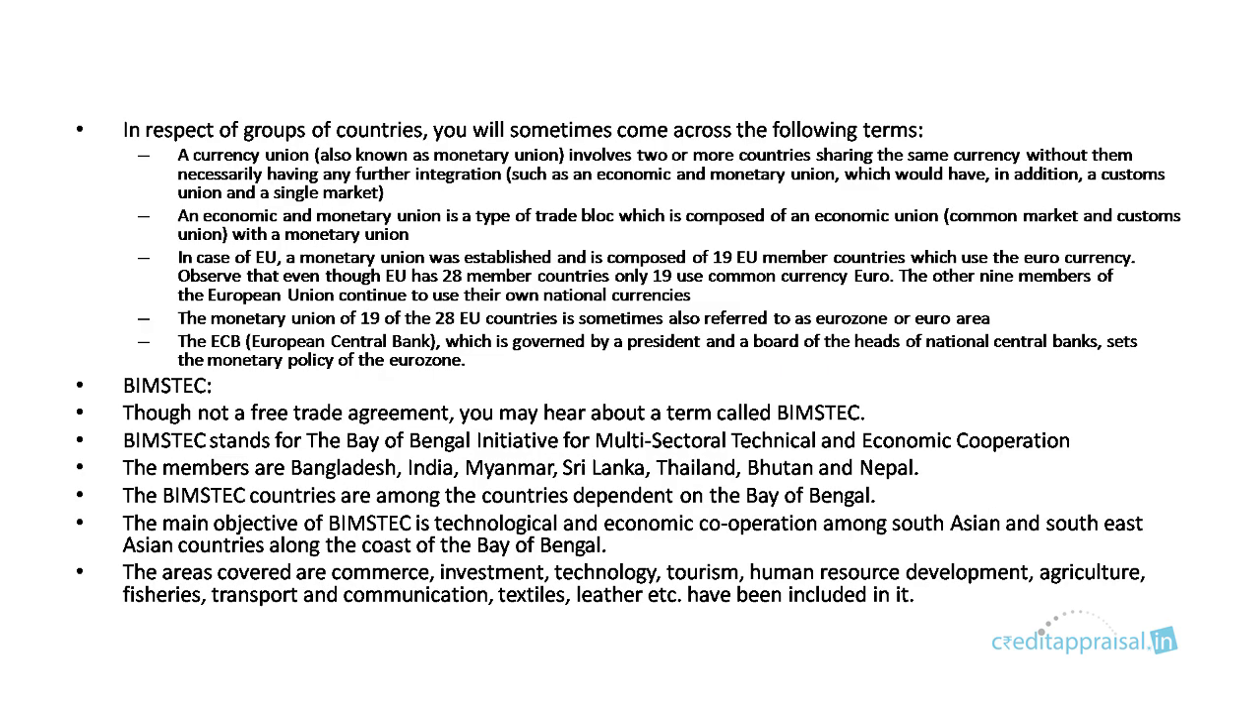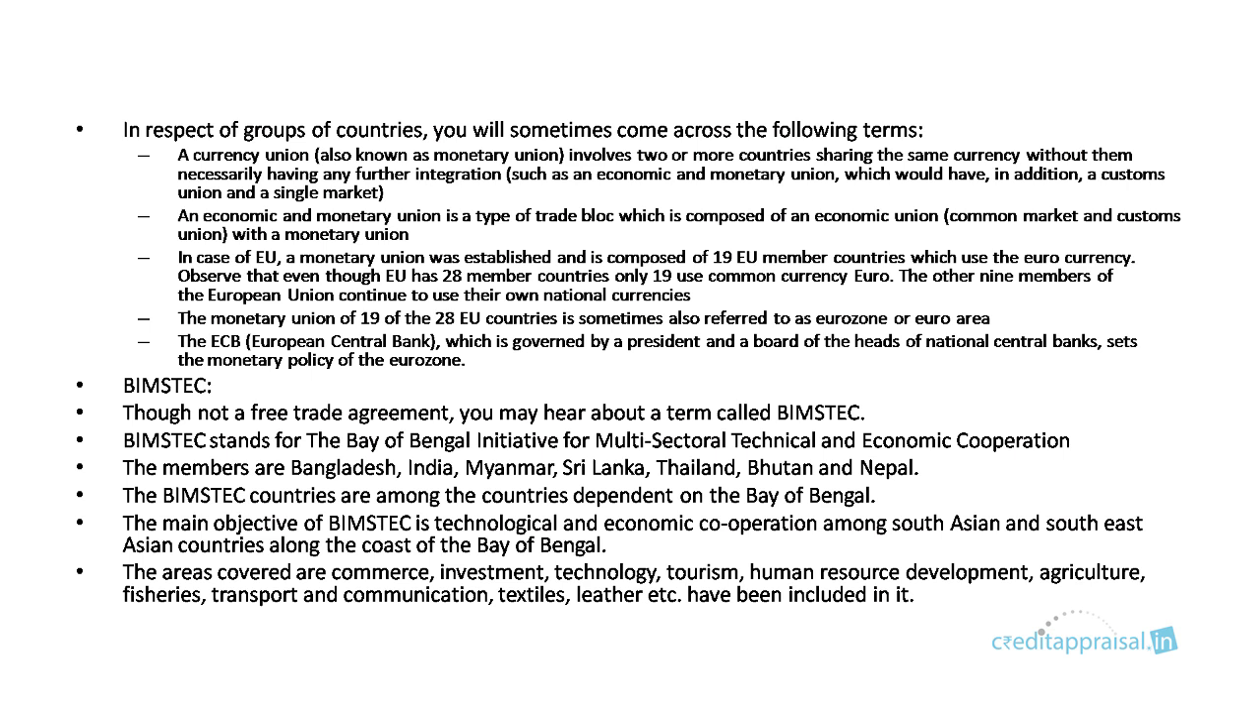Okay, so in respect of groups of countries, you sometimes come across a few other terms which you need to remember. One is a currency union, also known as a monetary union. Currency union means 2 or more countries sharing the same currency without necessarily having any further integration, such as economic and monetary union, which would have in addition a customs union and a single market. So there are 2 terms here: one is a currency union, another is economic and monetary union.